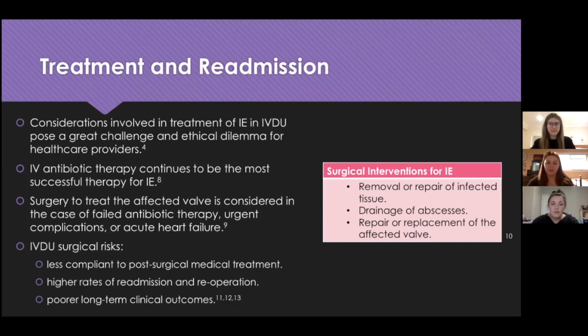In the case of failed antibiotic therapy, urgent complications, or acute heart failure. As outlined on the table on the right are some surgical interventions for infective endocarditis. Surgical risk factors for intravenous drug users include being less compliant to post-surgical medical treatment, having higher rates of readmission and reoperation, as well as poor long-term clinical outcomes.